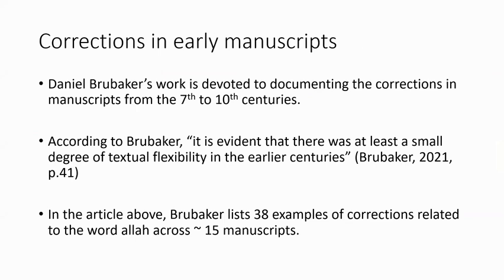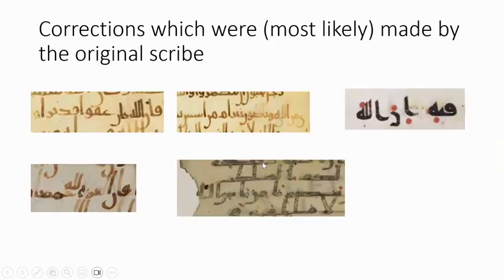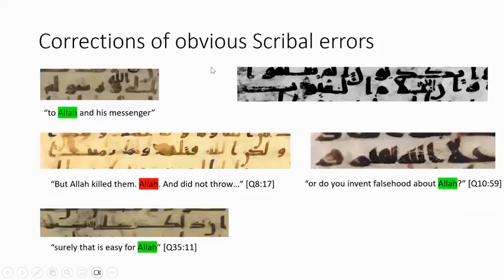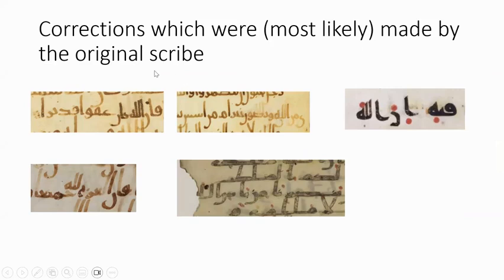So in a recent article, Brubaker discusses 38 or so examples of corrections related specifically to the word Allah, and he argues that there was some amount of flexibility in the earlier centuries. I'll discuss a few examples of these corrections. A couple of these corrections were made by the original scribe, and I don't think Brubaker stresses this fact enough.